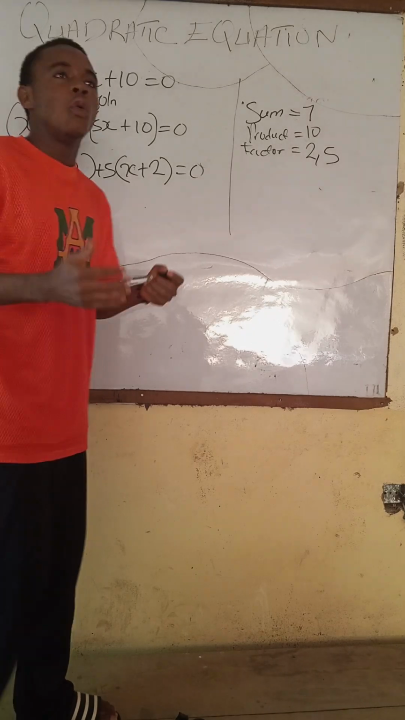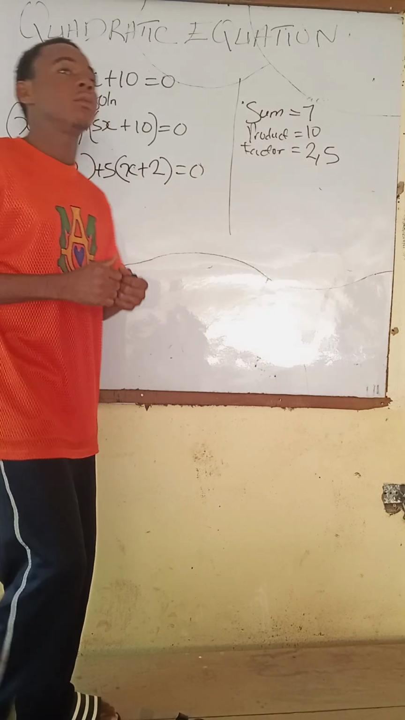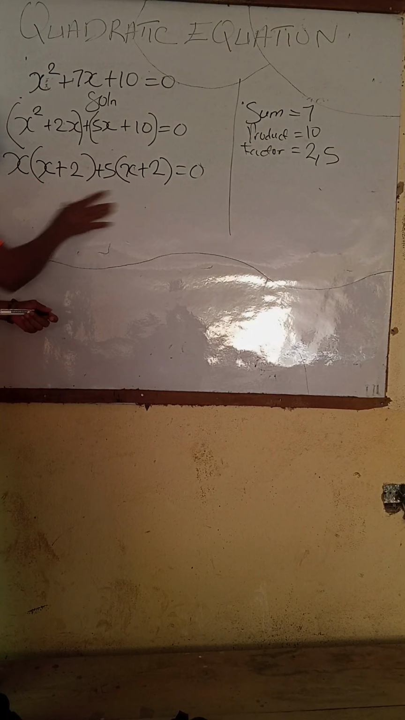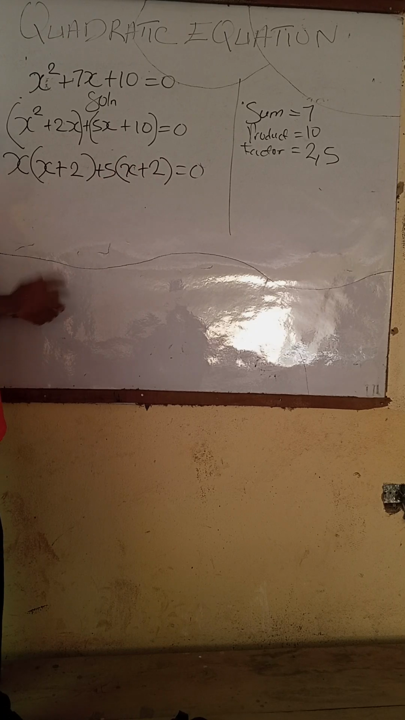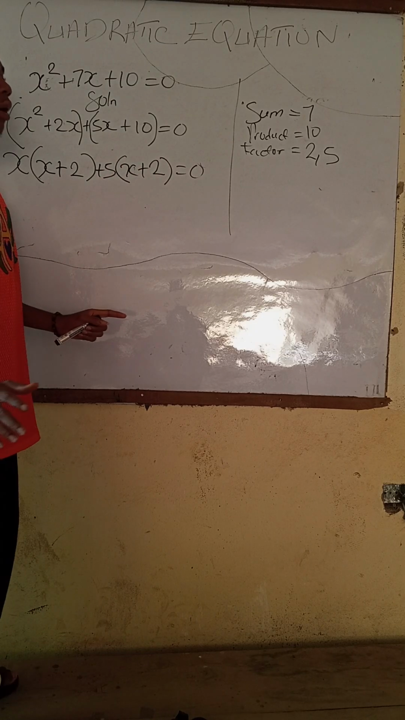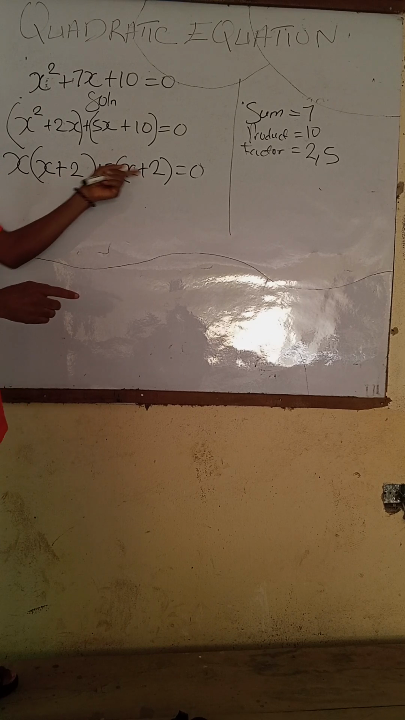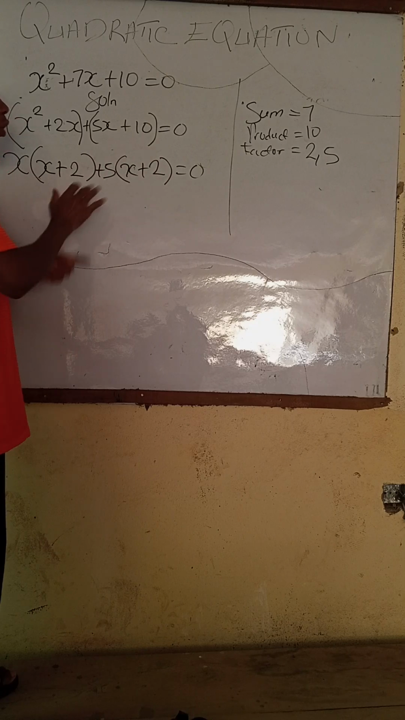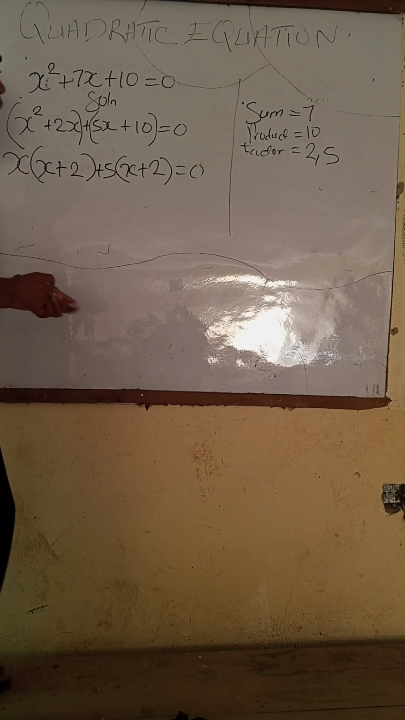Note, when solving a quadratic equation using the factorization method, one thing you should know: anytime you get to this point and these two brackets are not the same, know that you are wrong. If they are not the same, you are wrong. It can be minus or plus, but this x plus 2 must be the same value in the two brackets.